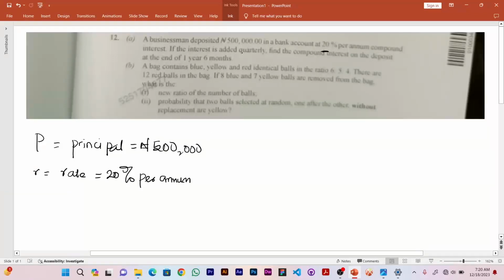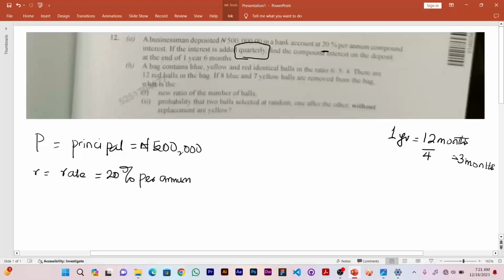Then they said if the interest is added quarterly. So what do they mean by this word quarterly? Remember, 1 year consists of 12 months, and if we divide 12 into different quarters, that is dividing 12 by 4, to get the different quarters we have 3 months. That's 12 divided by 4 gives us 3. So quarterly is every 3 months. The interest is added every 3 months.